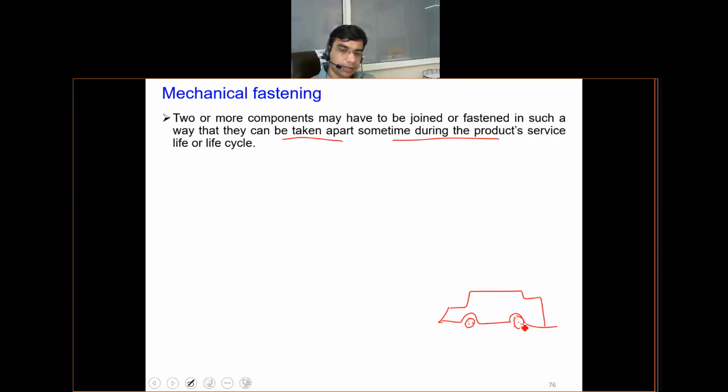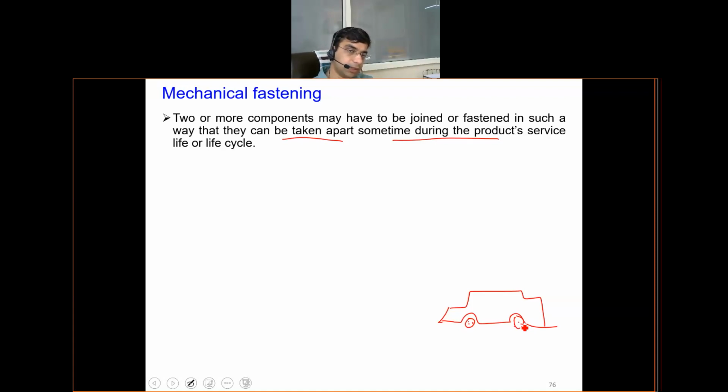Now imagine if instead of the nut and bolt you had permanent joints there. In that scenario you could not open it at your own will. You might need some skilled expertise to open it up. So in these types of scenarios, mechanical fastening, this is just one scenario I'm talking of.